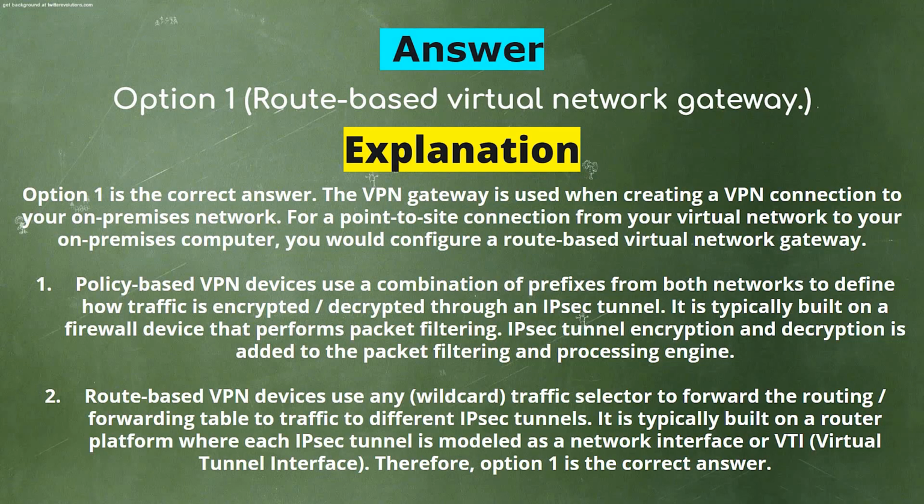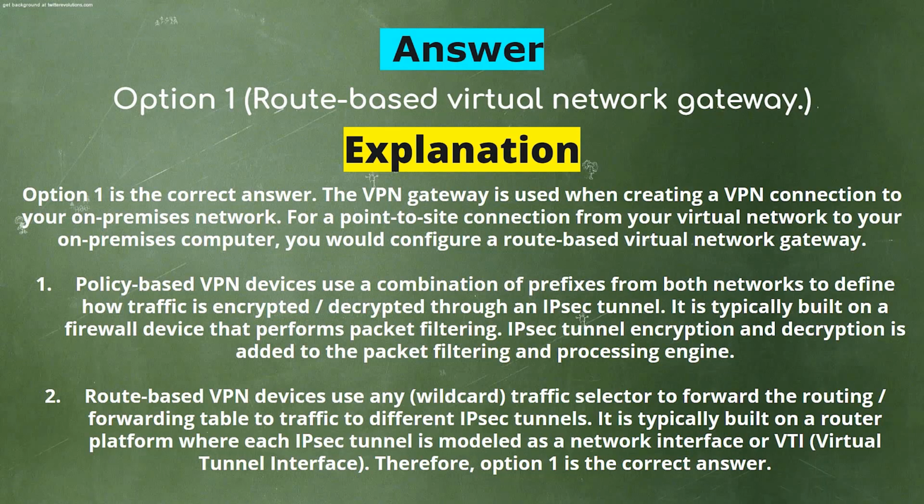Number 1. Policy-based VPN devices use a combination of prefixes from both networks to define how traffic is encrypted or decrypted through an IPsec tunnel. It is typically built on a firewall device that performs packet filtering. IPsec tunnel encryption and decryption is added to the packet filtering and processing engine.